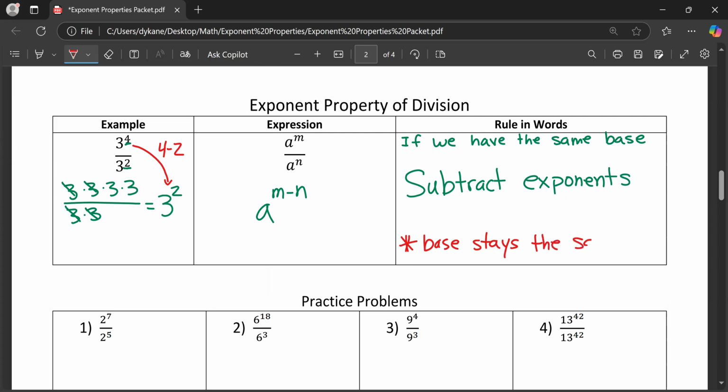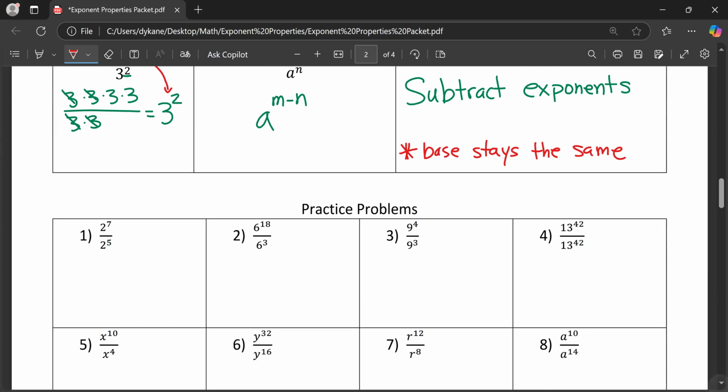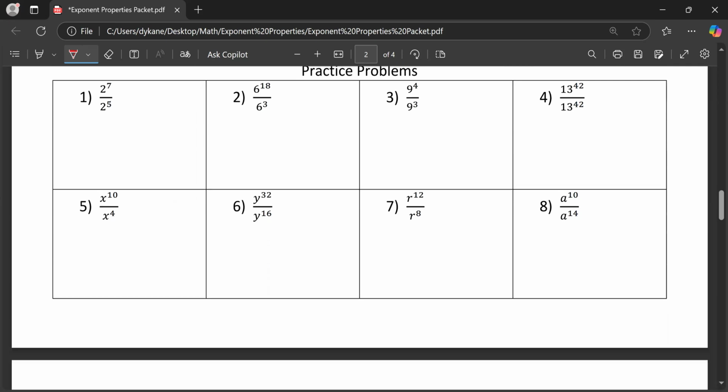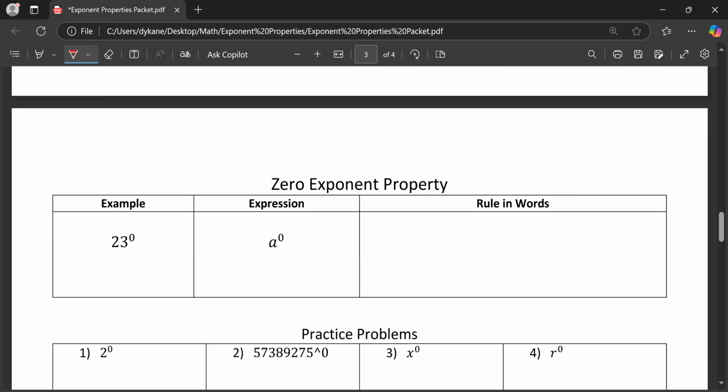Never change your bases. All we're trying to do is simplify it. We're not changing the base. Okay. So there's some practice problems, so you can try your division property, pause the video. Okay, coming back, we're on our last page. We have a few more.